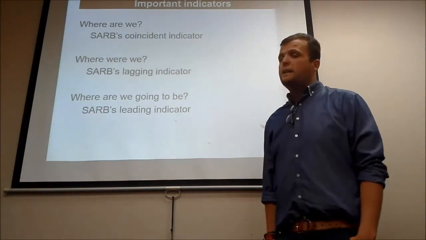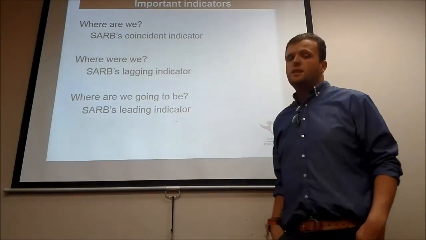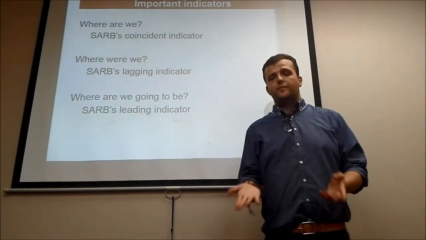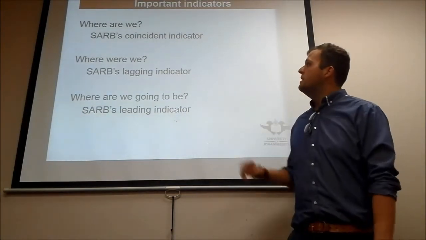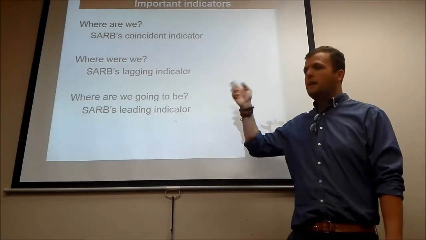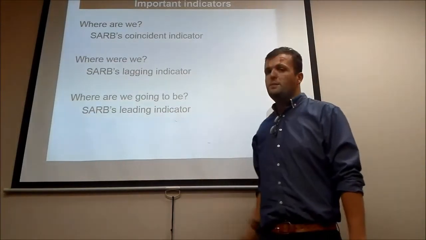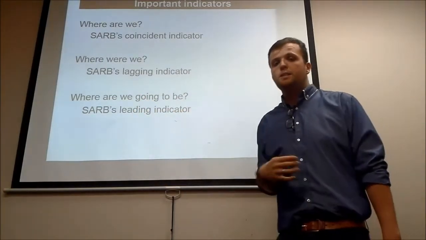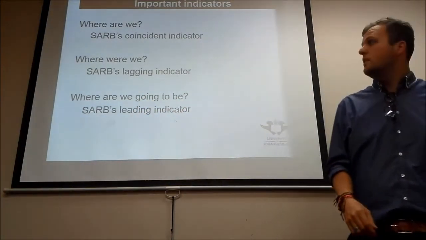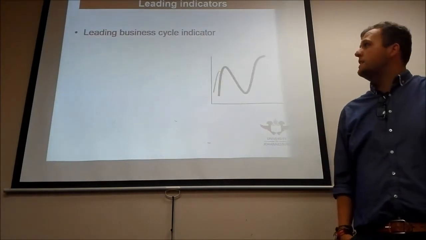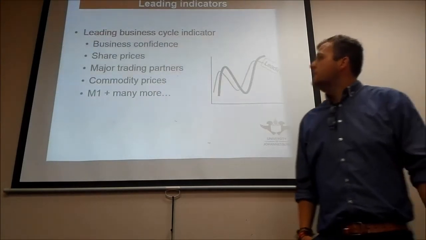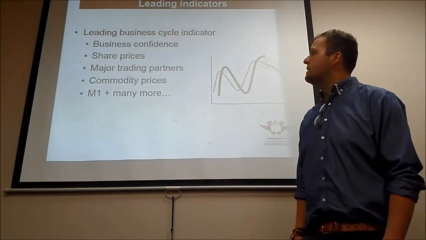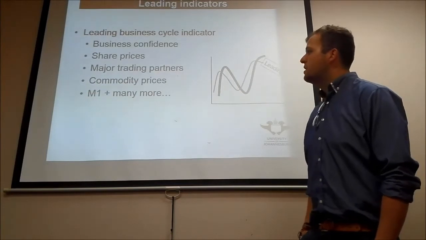We have the Reserve Bank's coincident indicators, which tells us where are we in an economic process. So let's take, we'll do an example later on. And then where were we? We have lagging indicators, and then where are we going to be? The most important one is the leading indicators. It shows you where your economy is actually going in the process. So let's just talk about leading indicators quickly. So let's take these leading indicators. These are some of your leading indicators: business confidence, share prices, major trading partners, commodity prices.